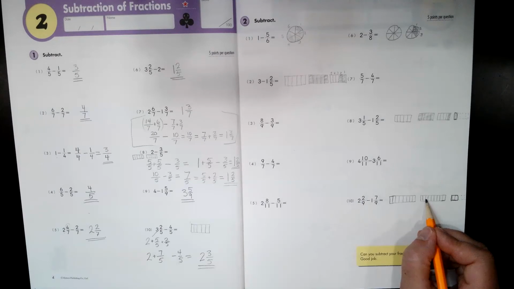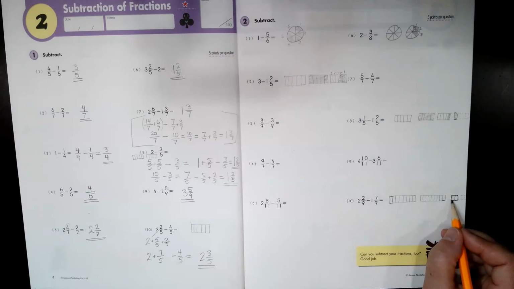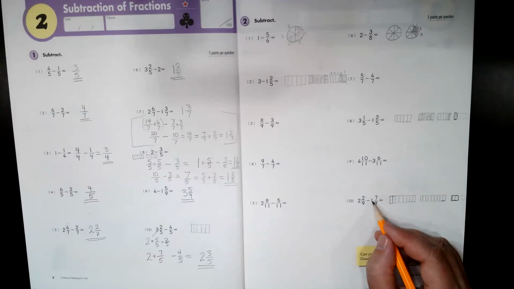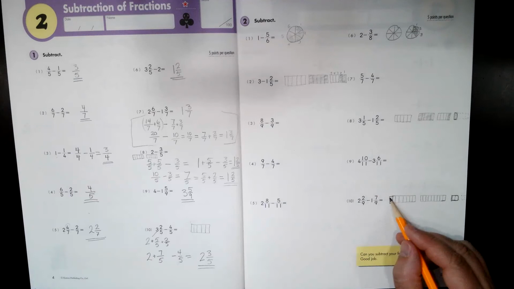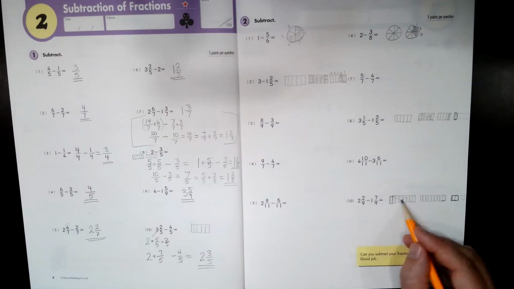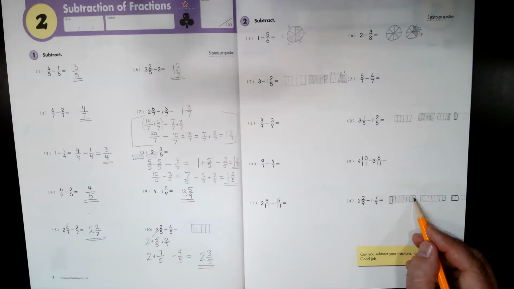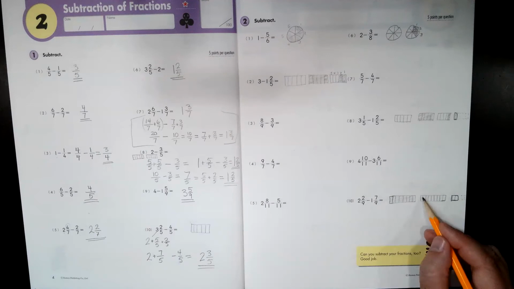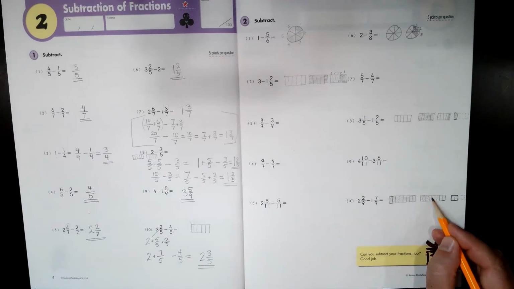I have 2 whole things and 2 of a 9-part thing. Okay, so when I'm taking away, I have to take away a whole one because that's my whole number. I take away a whole one that's broken into 9 parts, plus I take away 7 of 9 parts. So I'm just going to count them away. 1, 2, 3, 4, 5, 6, 7.